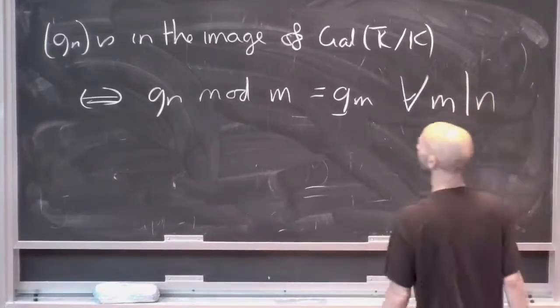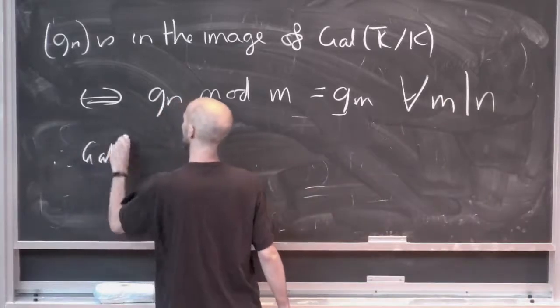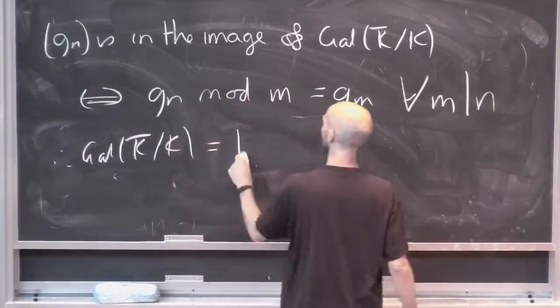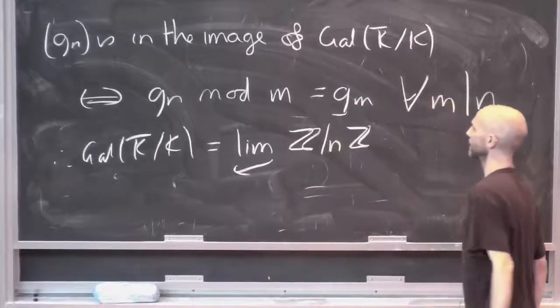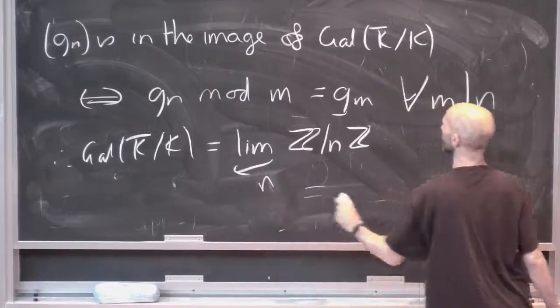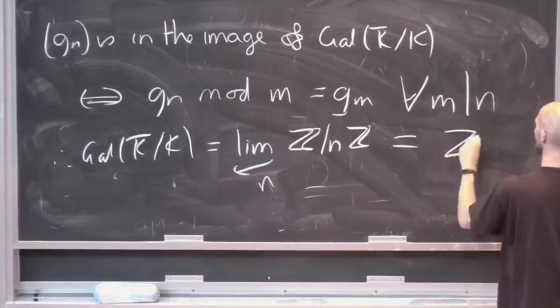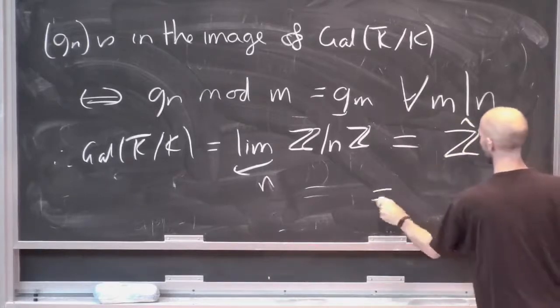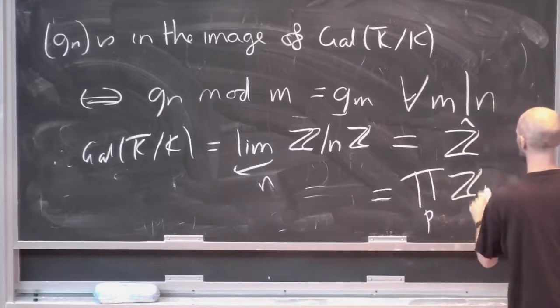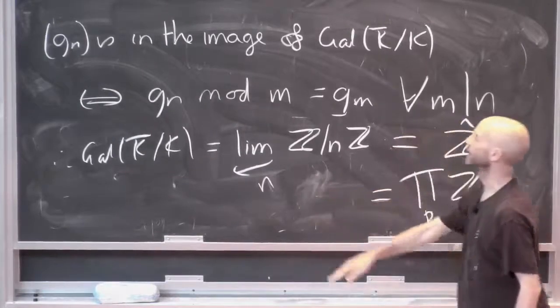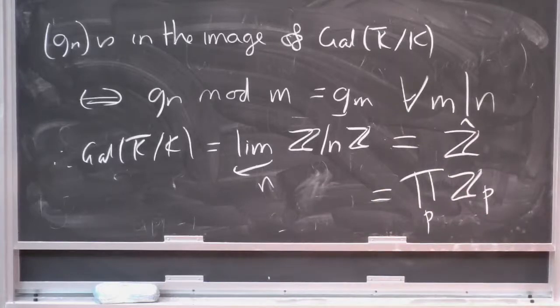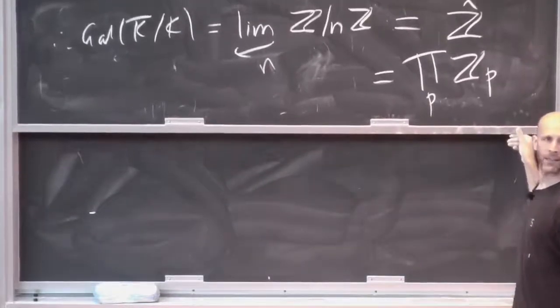And so again, therefore Gal(k bar over k) is, again, using this convenient language of projective limits, the limit over n of these with these compatibility maps. And that's something called Z hat. And that turns out to be the product over all primes p of Z_p. So these are things, if you've never seen this kind of stuff before, you might want to go away and think about what just happened. So there's finite Galois groups.